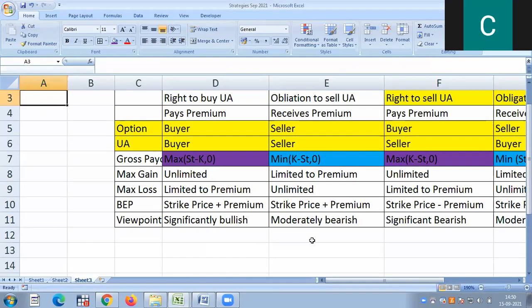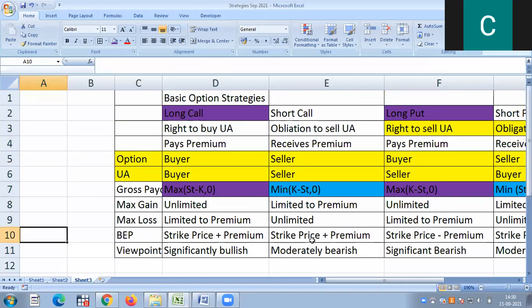Say, for example, when you have a bullish viewpoint, you go for a long position in a call option. When you have a significantly bearish viewpoint, you will go for a long position in a put option. That is what we understood till now.